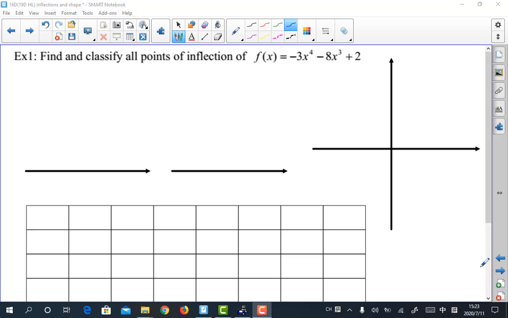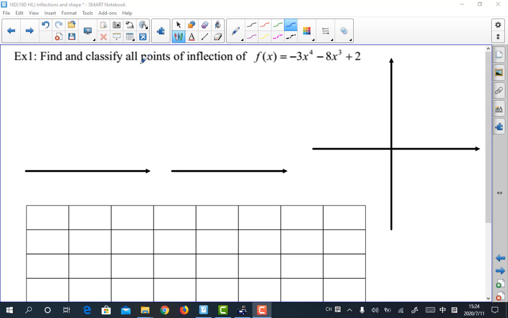Right now, let's apply what we have learned regarding 4 different types of the points in problem solving. Let's look at example 1. Find and classify all points of inflection of f of x equals negative 3x to the power 4 minus 8x cubed plus 2. This is a quartic polynomial function. We don't need to use the graphing calculator.